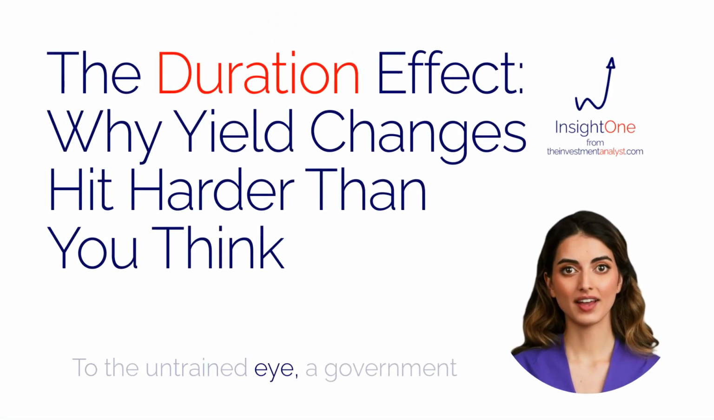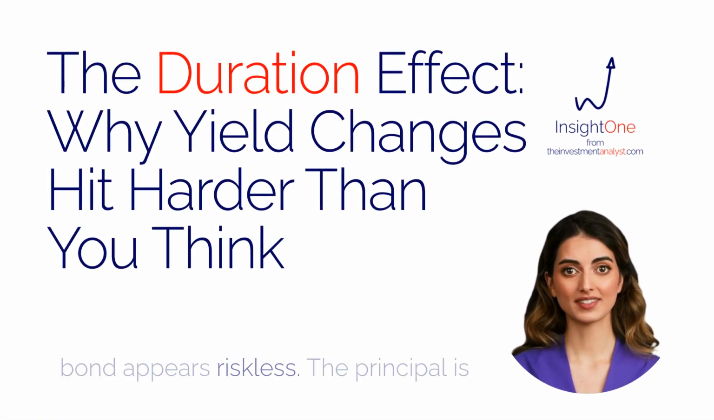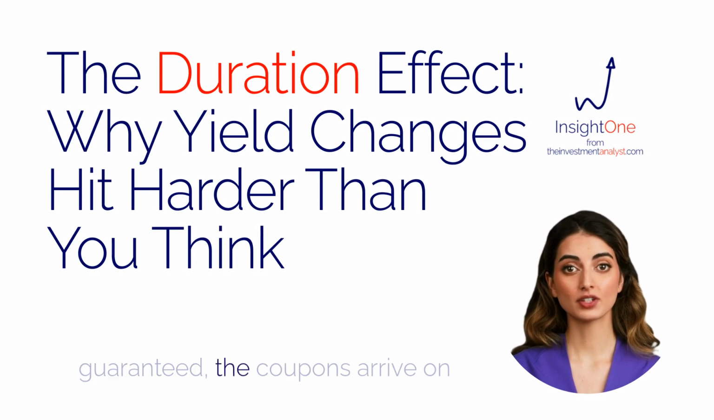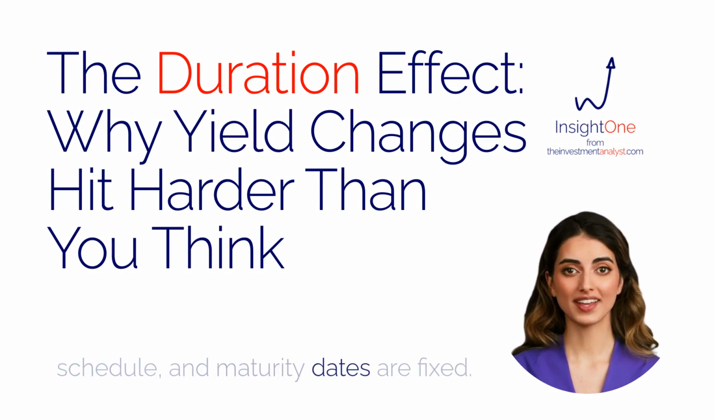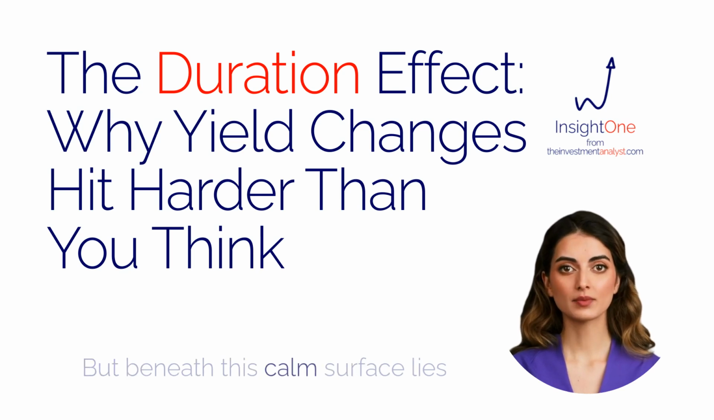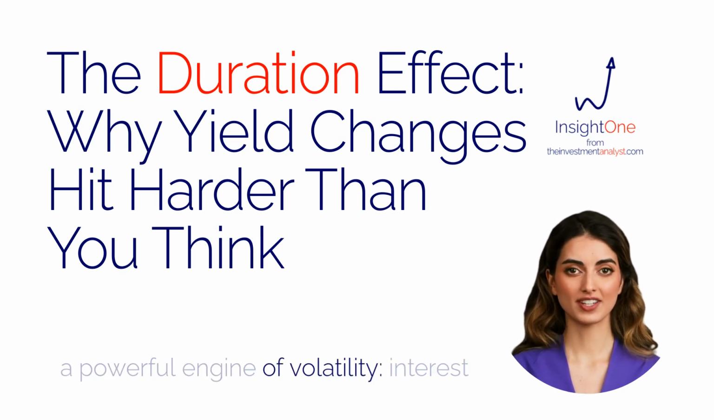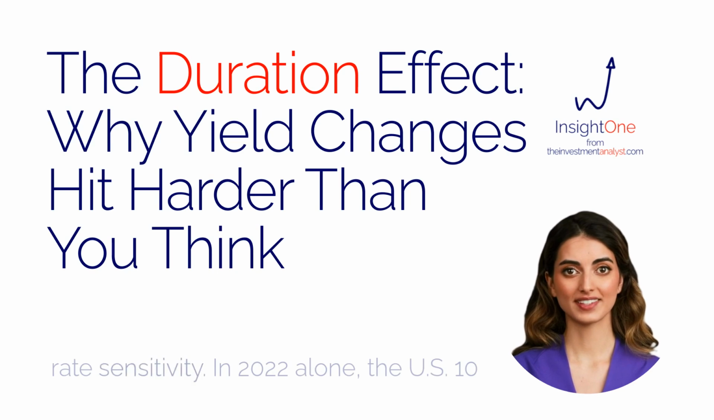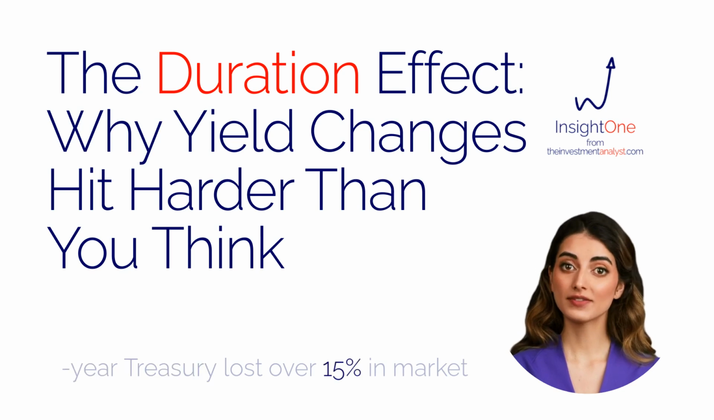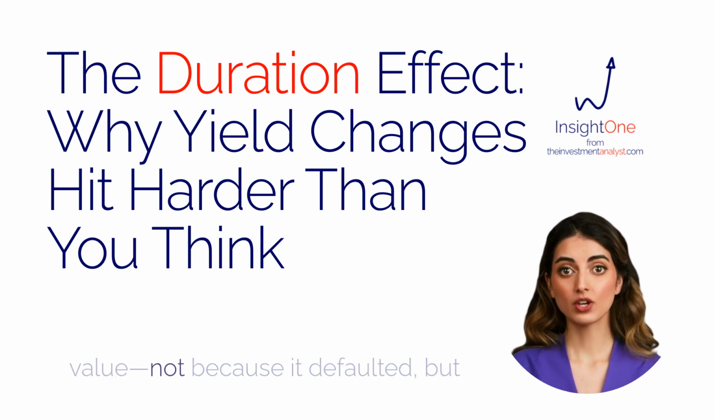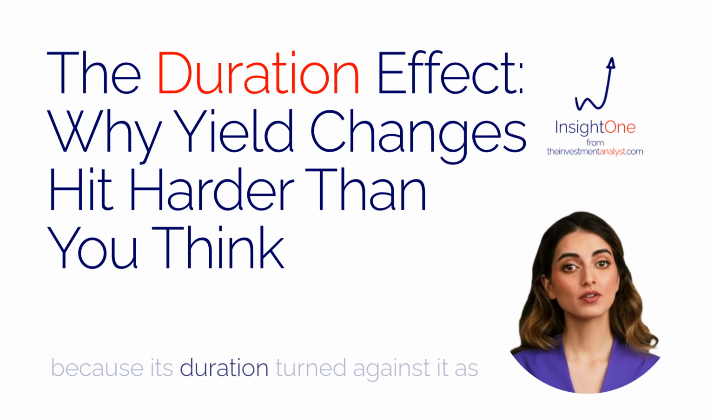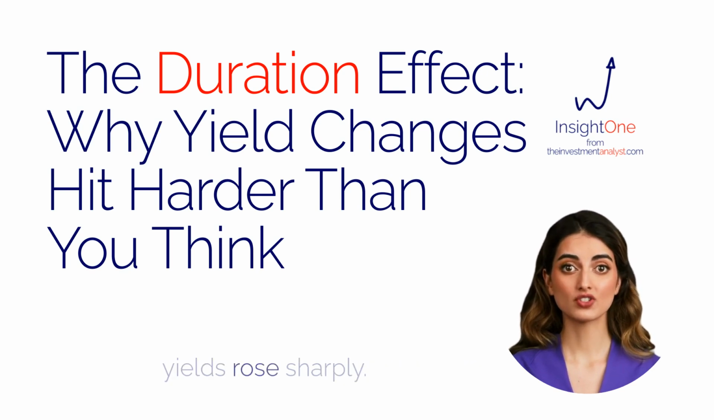To the untrained eye, a government bond appears riskless. The principal is guaranteed, the coupons arrive on schedule, and maturity dates are fixed. But beneath this calm surface lies a powerful engine of volatility, interest rate sensitivity. In 2022 alone, the US 10-year Treasury lost over 15% in market value, not because it defaulted, but because its duration turned against it as yields rose sharply.